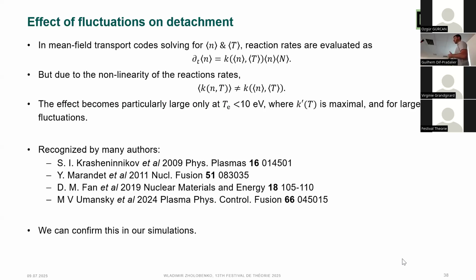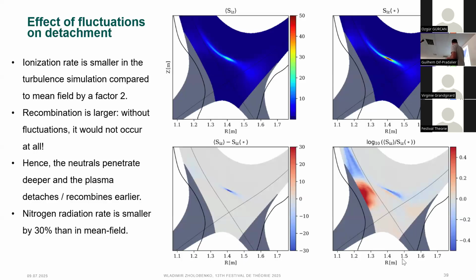So the fact that this can occur has been realized fairly early, but the simulations of turbulence in detached conditions are becoming possible only now. I think Patrick Tomain was showing some of these last week. So only now we can quantify how large this effect is. And it's expected to become substantial below 10 electron volts. This is where the reaction rates have the highest slope. And also, of course, for large fluctuation amplitude. And here are the results.